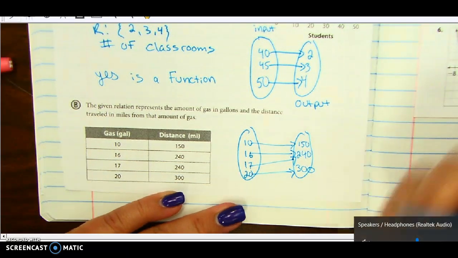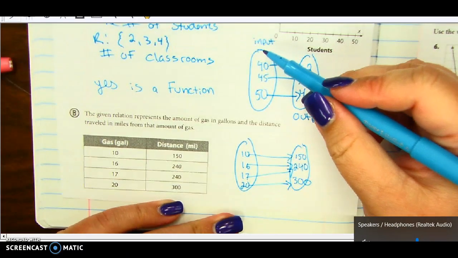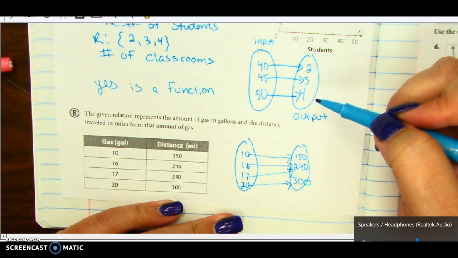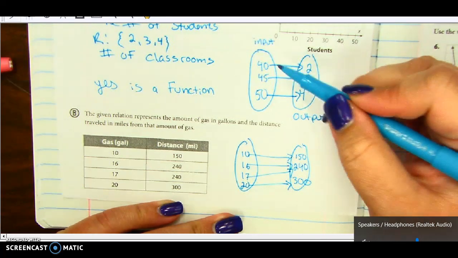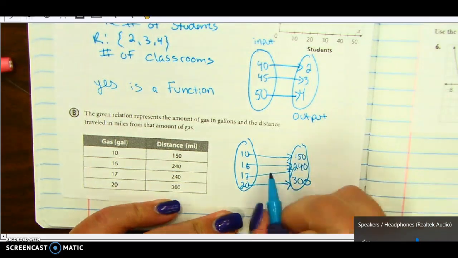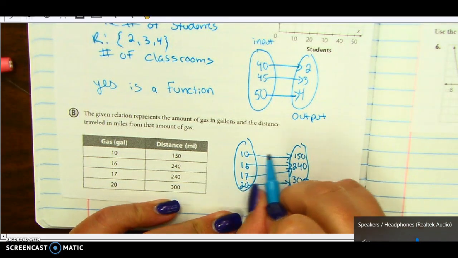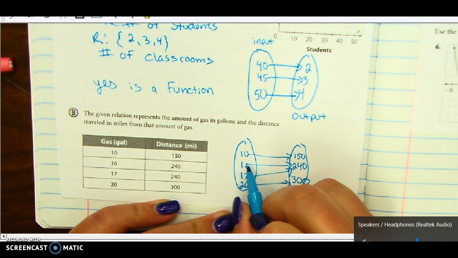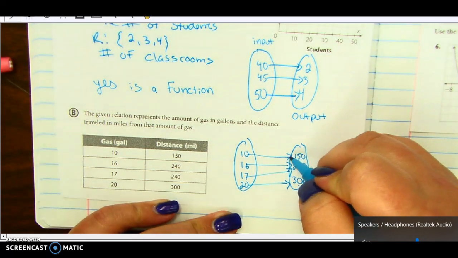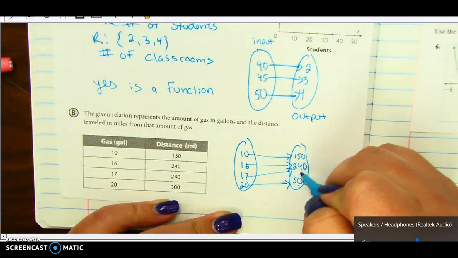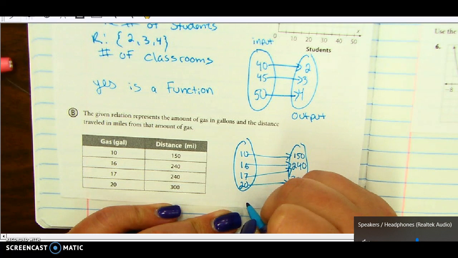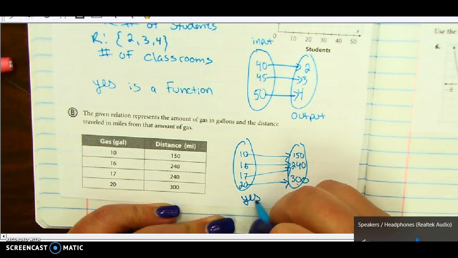Now, again, does every input go to one output? So if we look at this one here, this input goes to this output, this input to that one, this to that, and this to that. It doesn't matter that 2 of them go to the 240. What matters is that there's only one line coming off of each number. So yes, this is still a function.